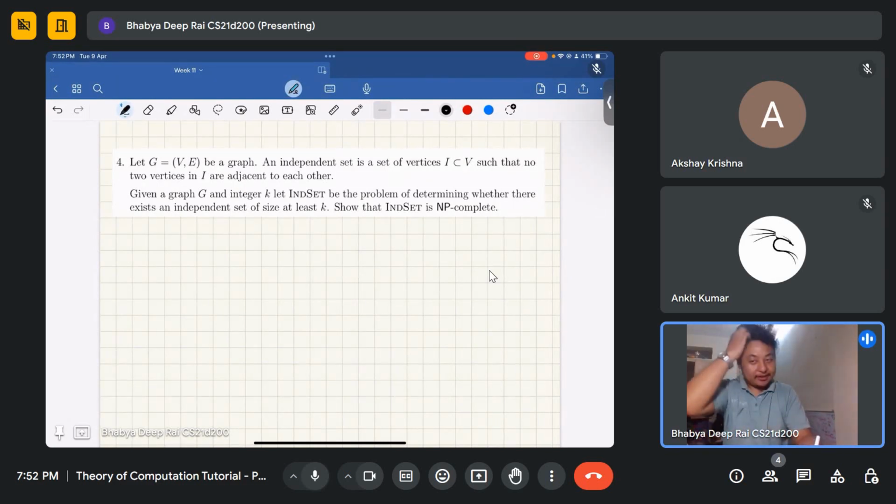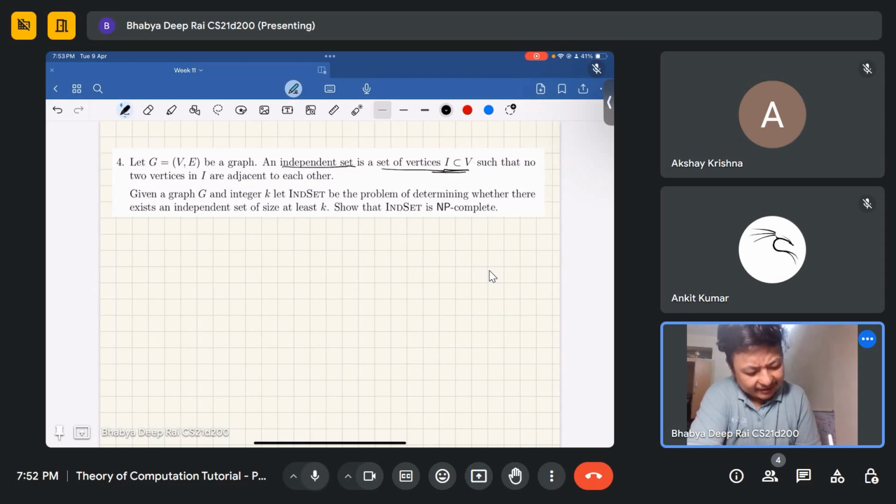So here's another reduction. This is what is called the independent set problem. Okay, so the independent set problem is as follows. An independent set is a set of vertices I contained in V, such that no two vertices are adjacent to each other.